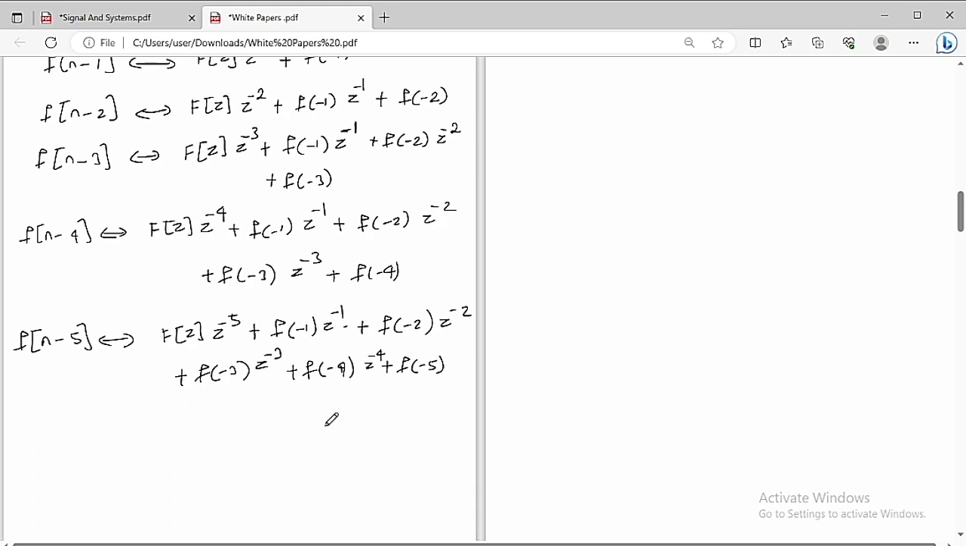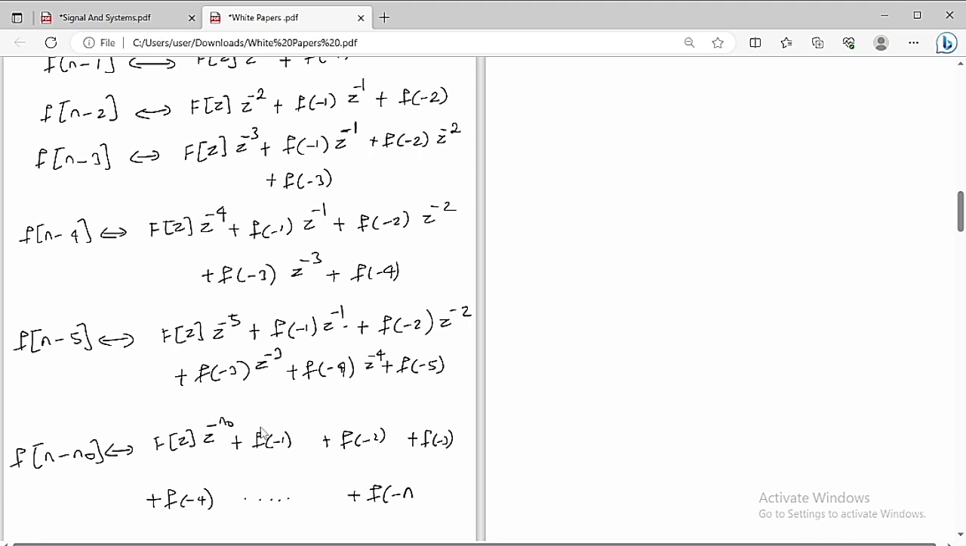Suppose if you want the general expression, so how will you write the general expression? F of n minus n. How you will write is very simple. First write f of z into z to the power of minus n. Okay. Now start from f of minus 1. Again f of minus 2. Again f of minus 3. Again f of minus 4. Finally it will be plus f of minus n. Okay. Here minus 1 means here also minus 1. Here minus 2 means here also minus 2. Here minus 3 means here also minus 3. Here minus 4 means here also minus 4. That's it.